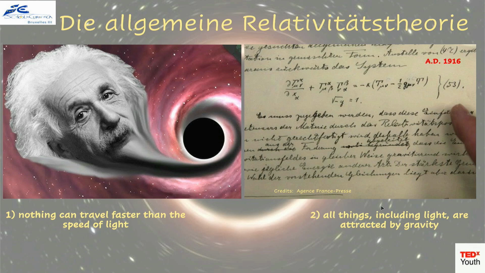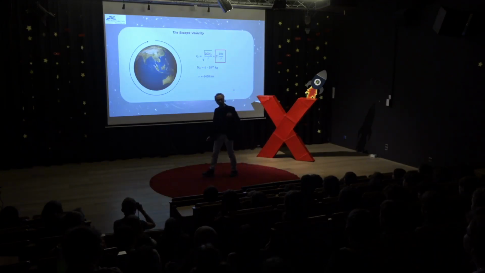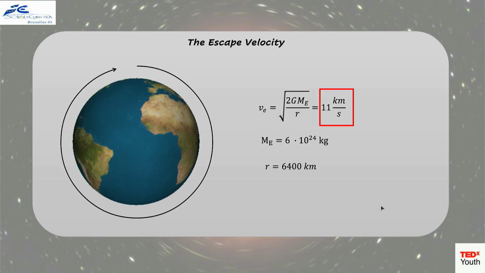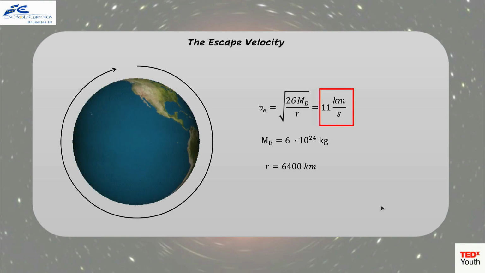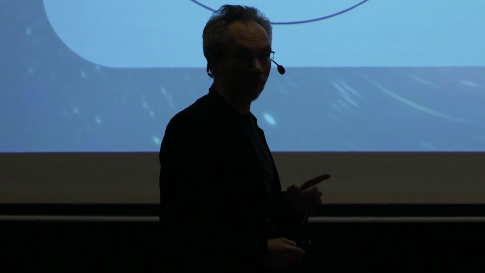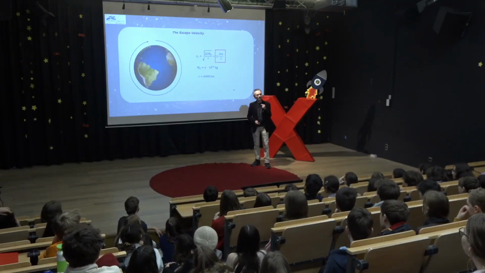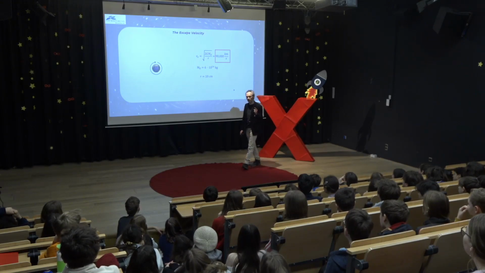Now, difficult question. How fast should you go around the Earth if you don't want to fall on it? At some point you will learn energy conservation, and we'll learn how to derive this formula that tells you that this velocity should be 11 kilometers per second. But now, what if you squeeze the mass of the Earth close to the size of a football balloon? This escape velocity will increase to 90,000 kilometers per second.